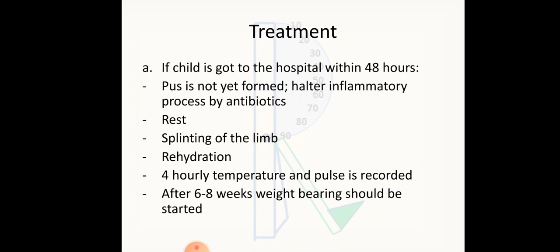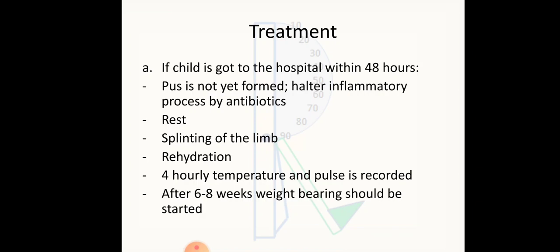So if the child gets to the hospital within 48 hours, pus is not formed; halt the inflammatory reaction and also start antibiotics. Talking about antibiotics, there are two antibiotic combinations given depending on the age of the child. If the child is less than 4 months of age, the combination of ceftriaxone and vancomycin is appropriate, whereas if the child is older, a combination of ceftriaxone and cloxacillin is given.